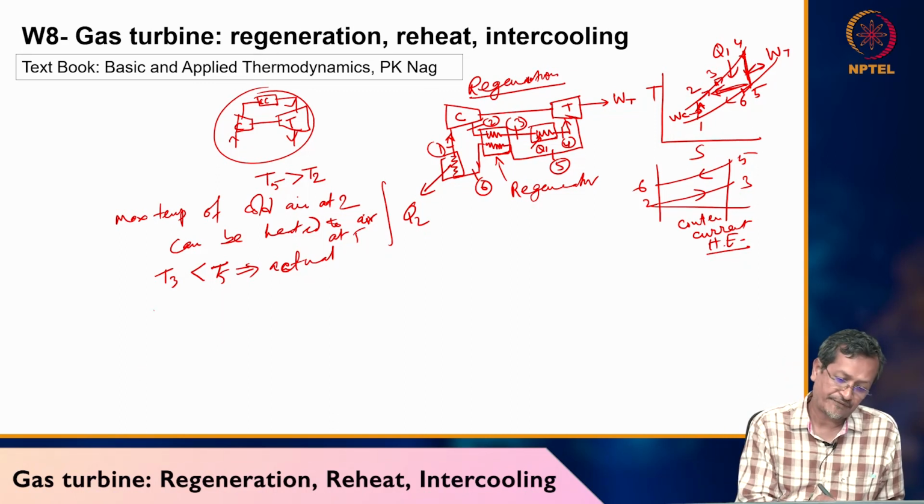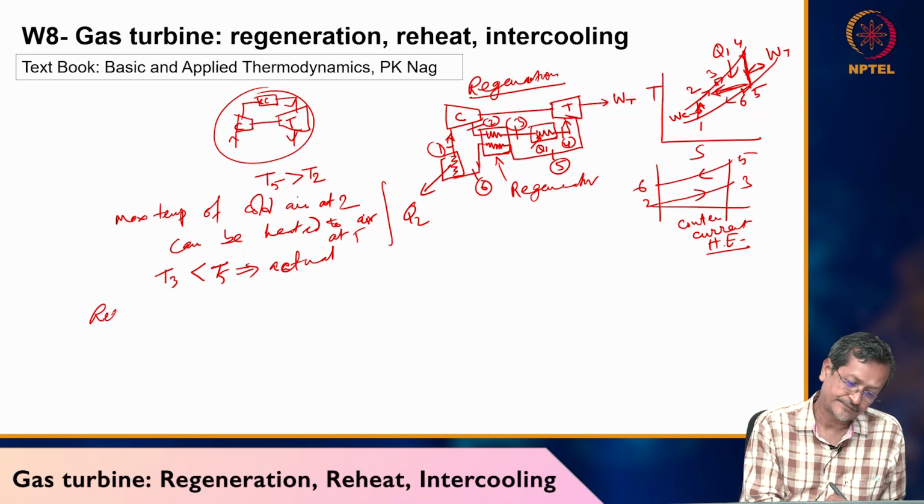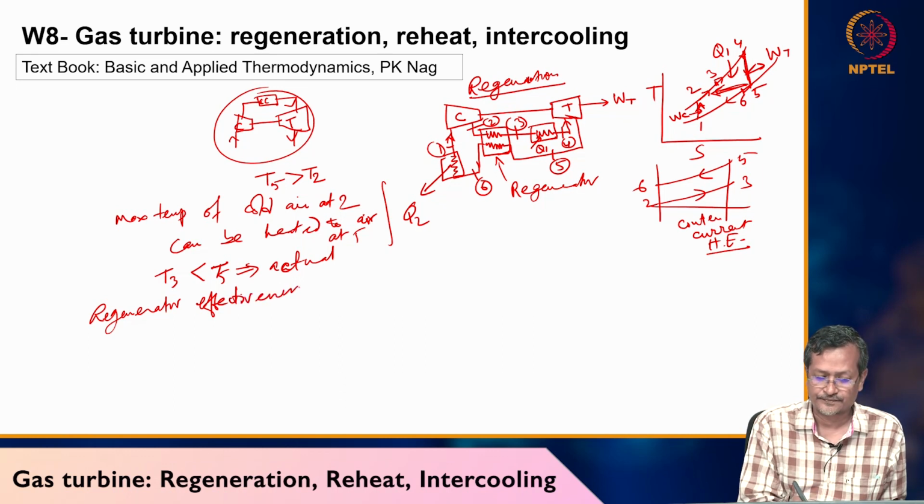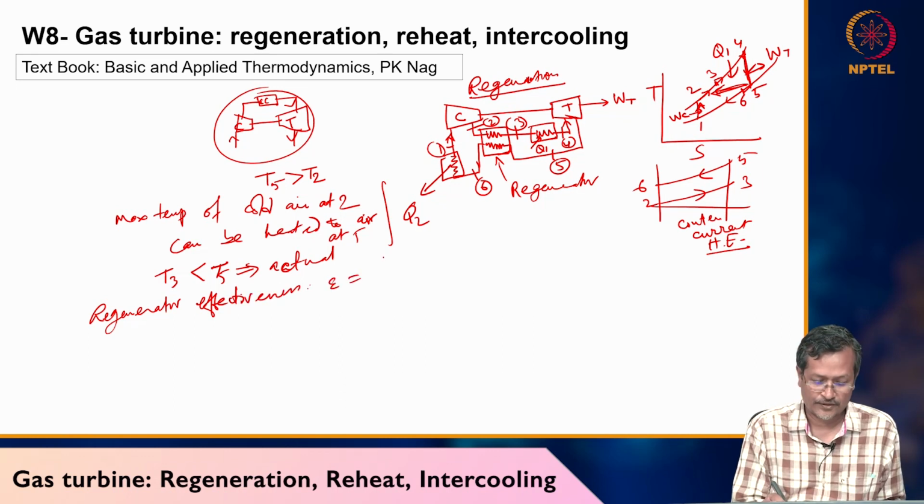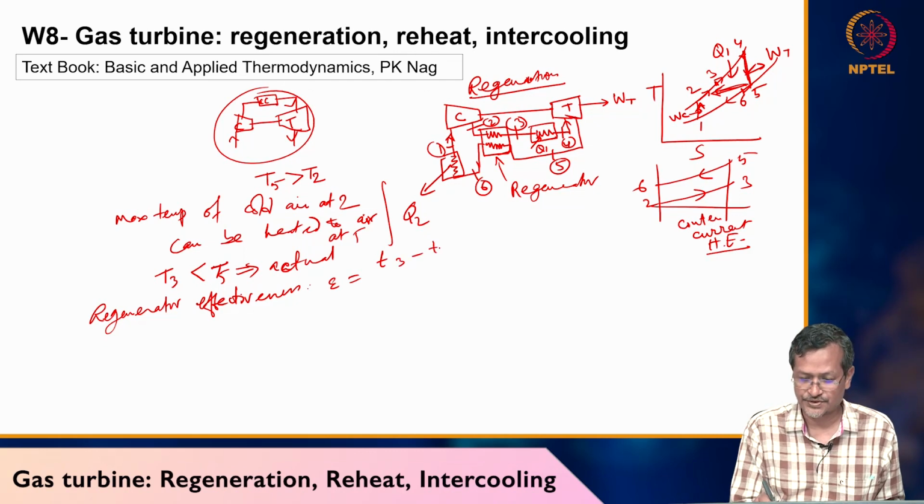Now, regenerator effectiveness equals (T3 minus T2) divided by (T5 minus T2). This formula you should remember.